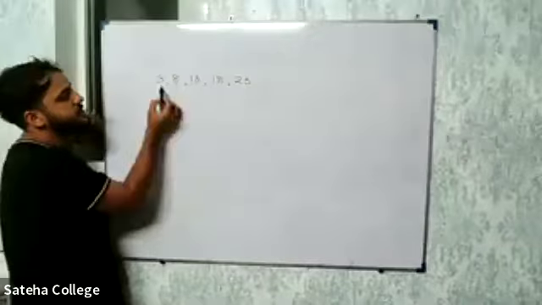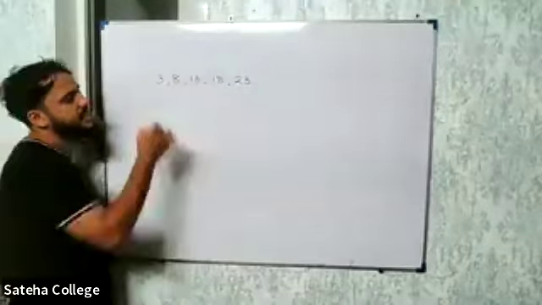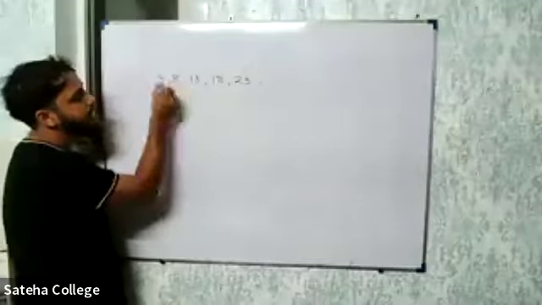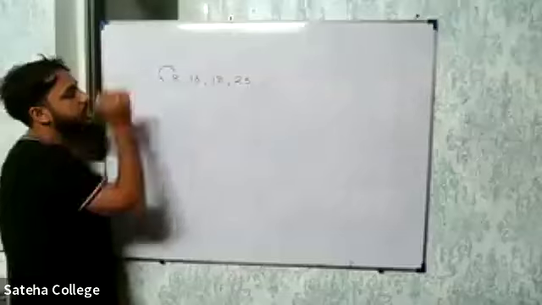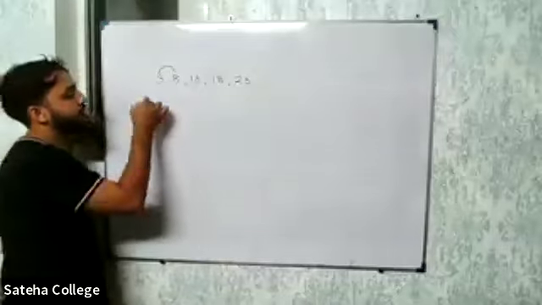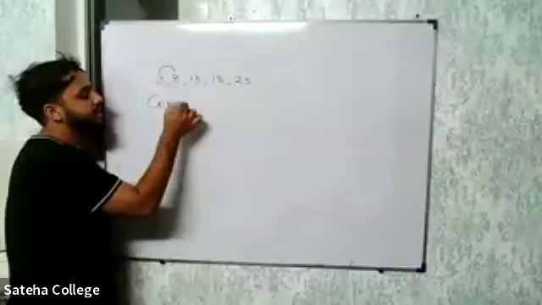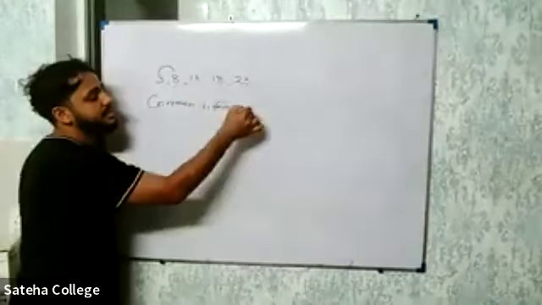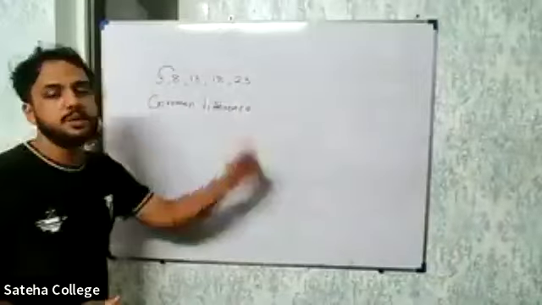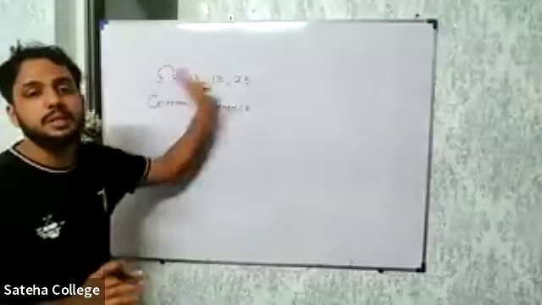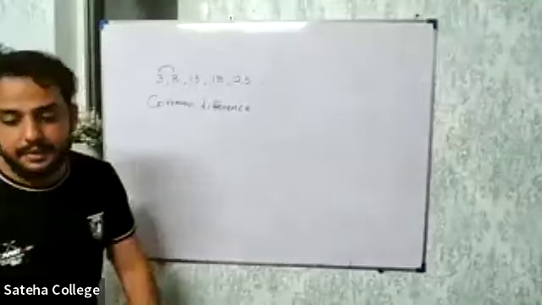Consecutive means one number after the other. So if I take these two numbers, I have to check what is the gap in between them. Now there is a word for that. That is called the common difference, right? Common means same, difference means you subtract one number from the other. So the same difference should be there throughout the number pattern.